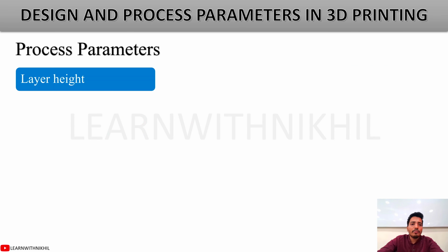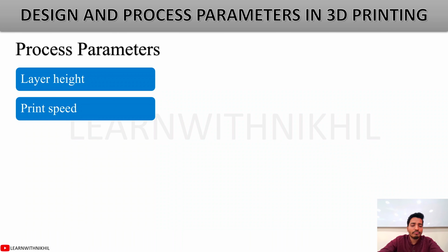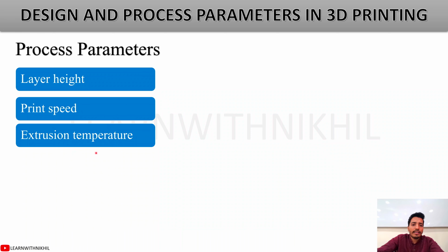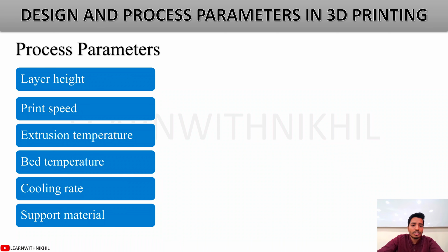Next, we'll see the process parameters. So these are the different options in the process parameters. You have to look for the layer height, print speed, extrusion temperature, bed temperature, cooling rate, support material. So this is when you are actually doing the printing. So previous was the design, for designing, what all changes we have to do. Process parameters include the actual thing when the printing is going on, what all things you have to keep in mind.